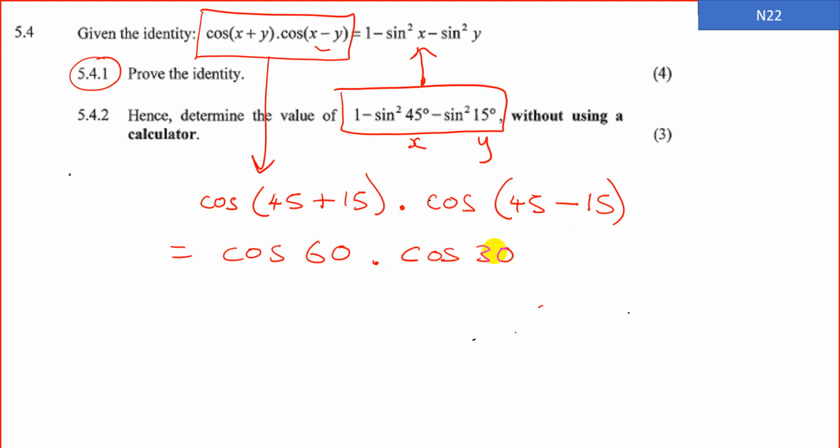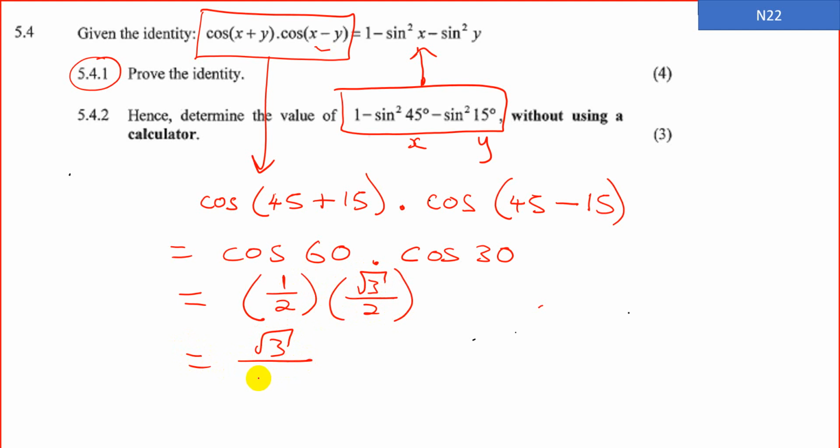Now, those are actually special angles, which we can find from our table, triangles, or we could use a calculator. Cos 60 is a half, and cos 30 is actually root 3 over 2. And if we multiply the numerators, 1 times root 3 is root 3, and 2 times 2 in your denominators gives you 4.